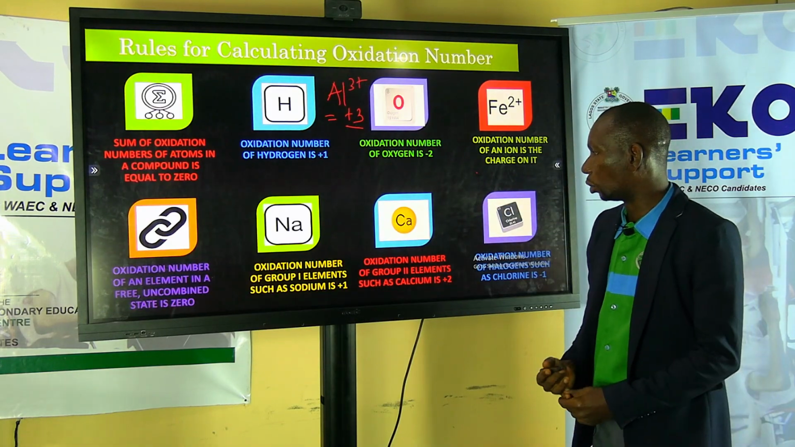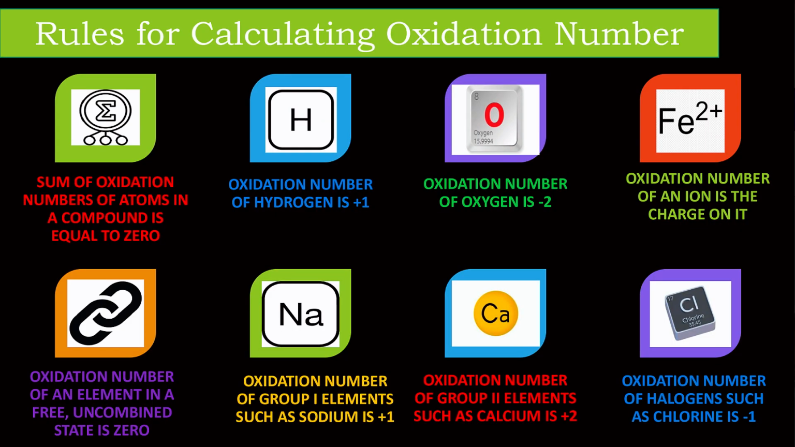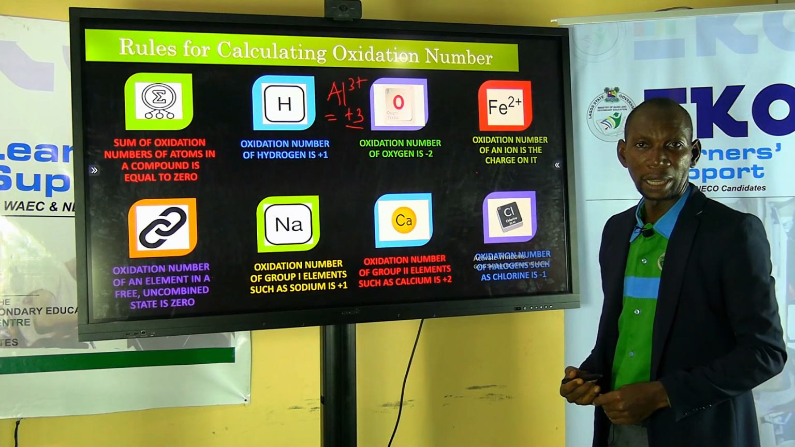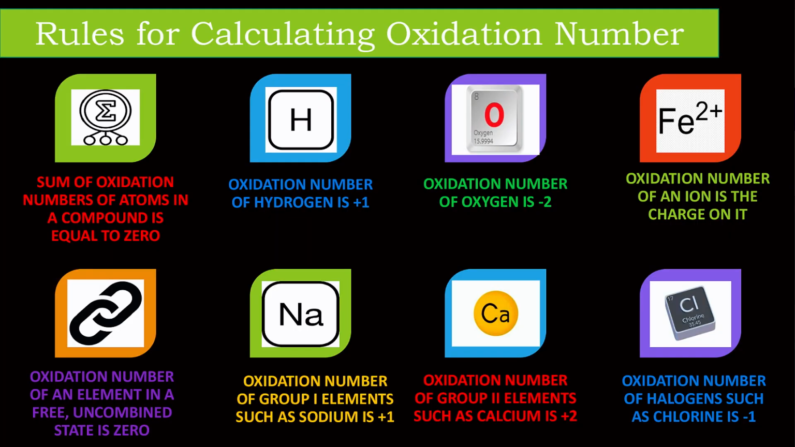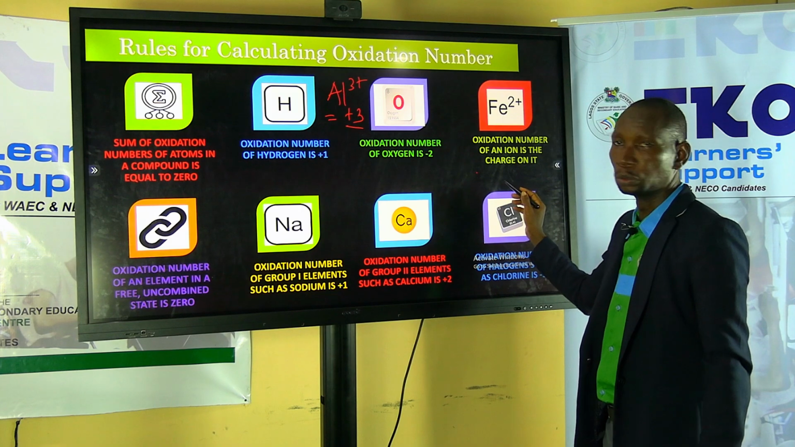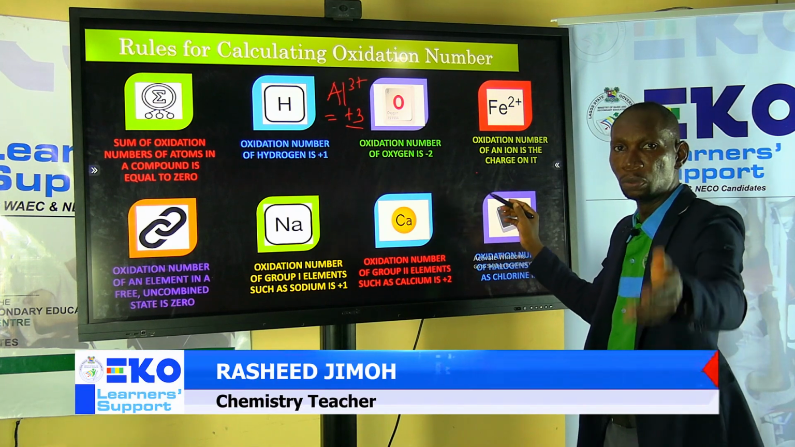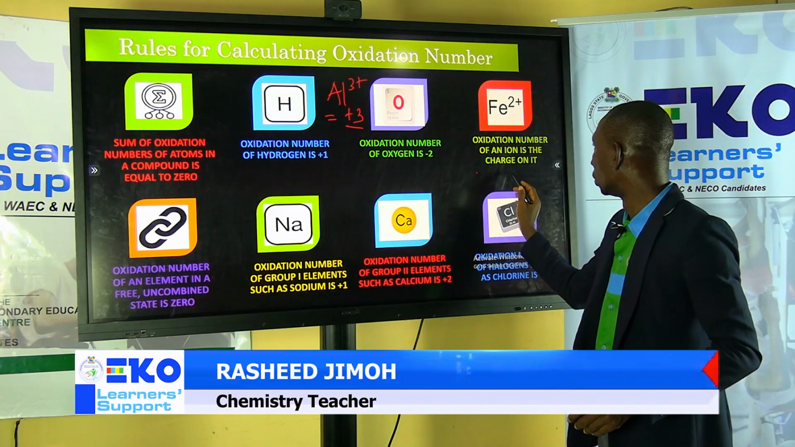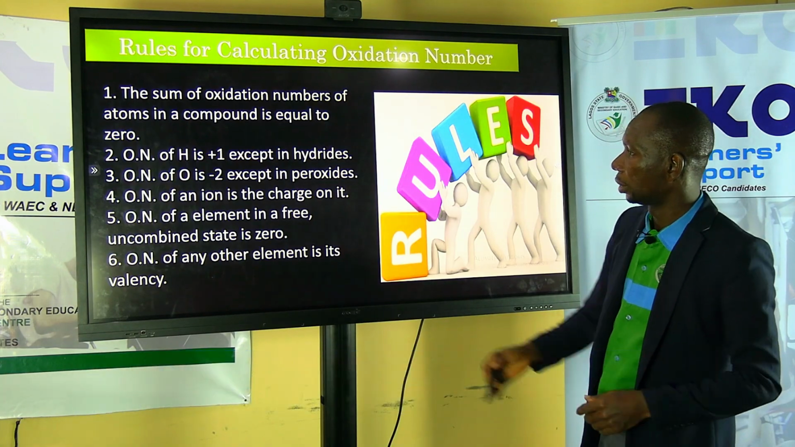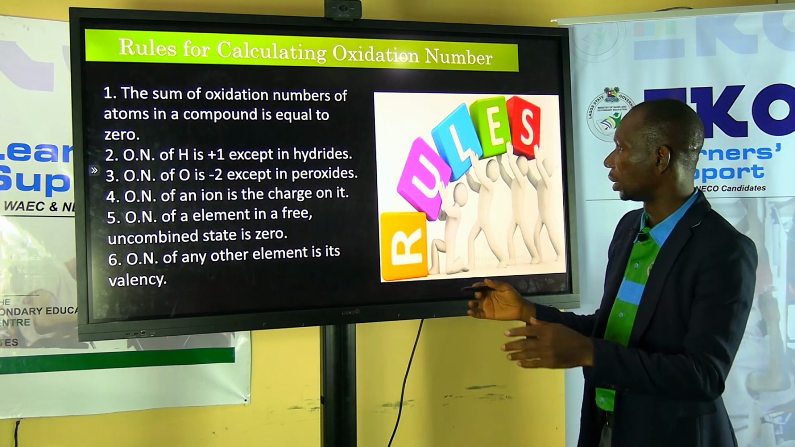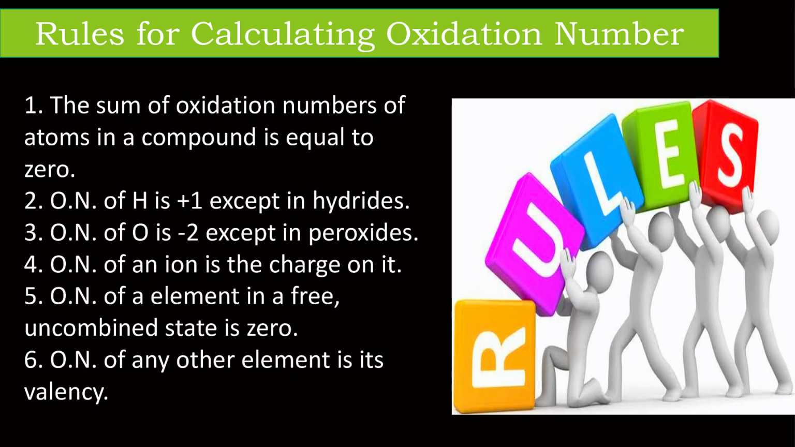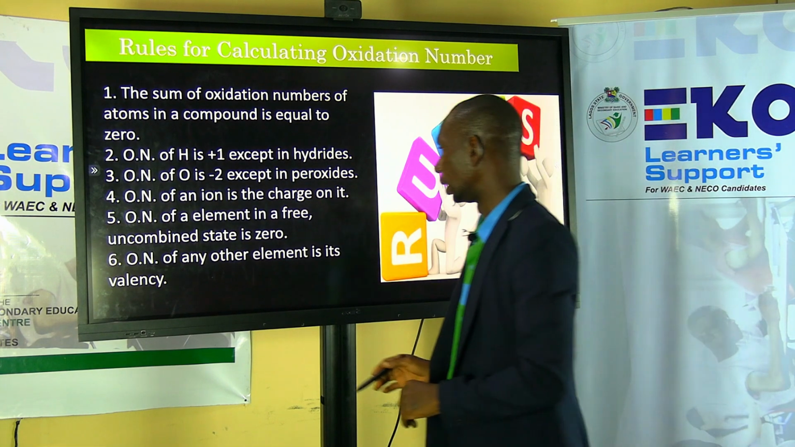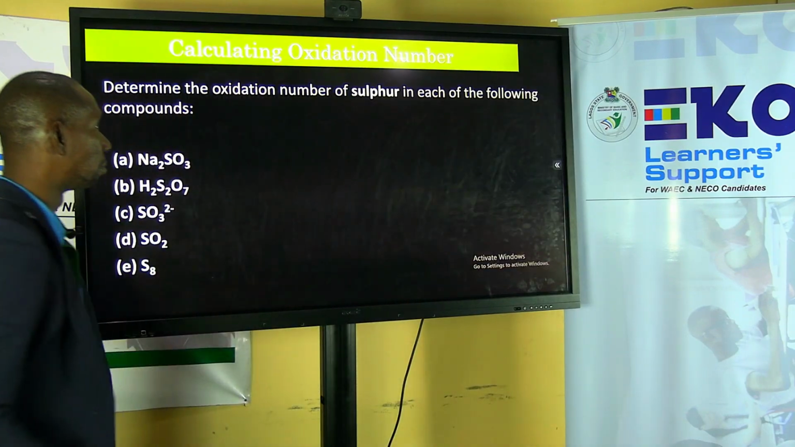The next rule: the oxidation number of group 1 elements, of course, that's why they are called group 1, is +1. Of group 2 elements, like calcium, +2. Of the halogens, -1. These are the rules, and I want you to really spend a lot of time to get familiarized with them. I put the rules there in a very concise way. These are the most important rules, and once you uphold the rules, definitely you perform magic.